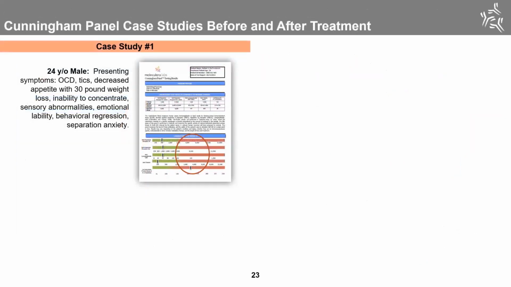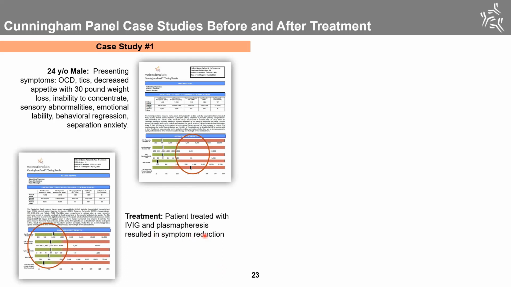Here are a couple of case reports. We have hundreds of these now, and some of these are being worked into publications. This is a 24-year-old young man who presented with OCD and tics and had a decreased appetite. He lost 30 pounds, with either a fear of food contamination or a fear of choking, inability to concentrate, sensory abnormalities, behavioral regression, and separation anxiety. This is also the reason we run all 5 of these, because in his case, the CaMKII was positive, but the others were not. And we do see this in the case where there is an active infection. This patient was treated with IVIG and plasmapheresis, both immunomodulatory treatments, and resulted in complete symptom reduction. All his antibodies went back to normal.